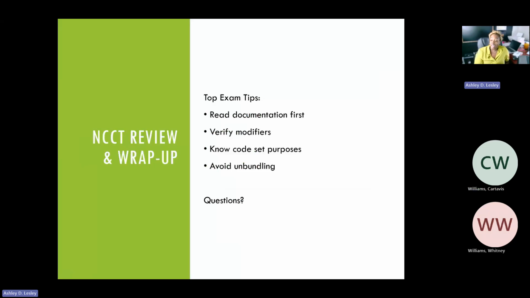But with that being said, that concludes our lecture for today. Some top exam tips I want you to take away: always read that documentation first. Like I said, in the coming weeks, we will have doctor notes and progress notes that we can look at and decipher and pick these things out. Always verify that your modifier is correct. Know your code sets, know what CPT, ICD-10, and HCPCS are, and always avoid unbundling, okay? Does anyone have any questions about anything we went over today?